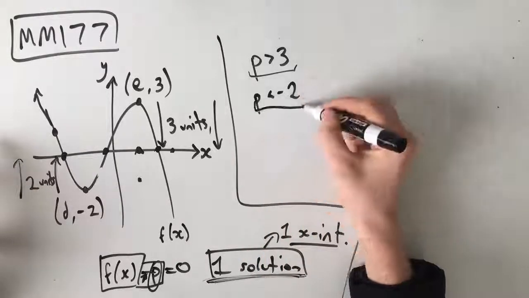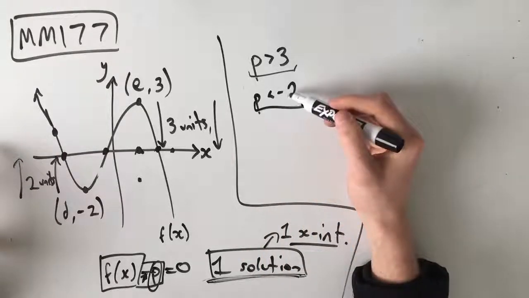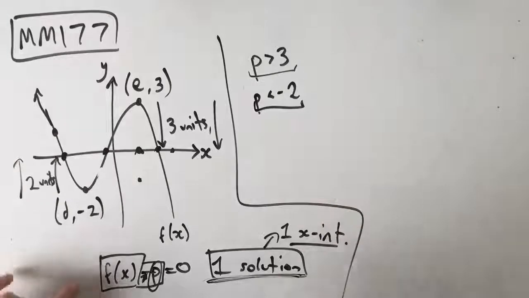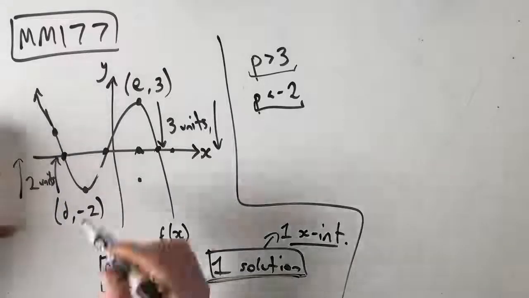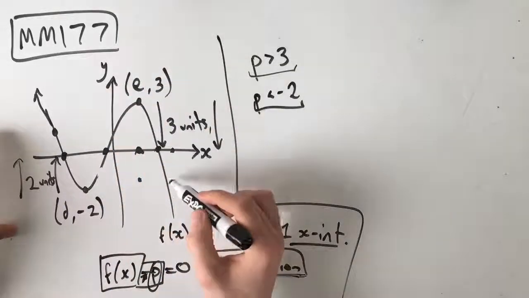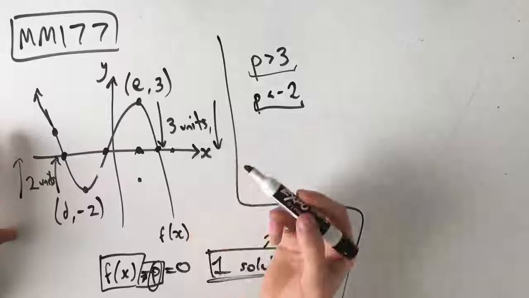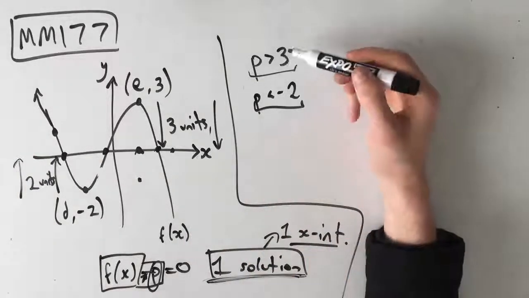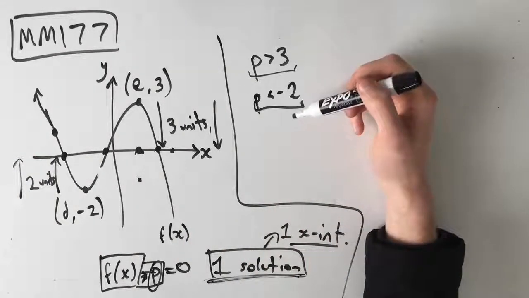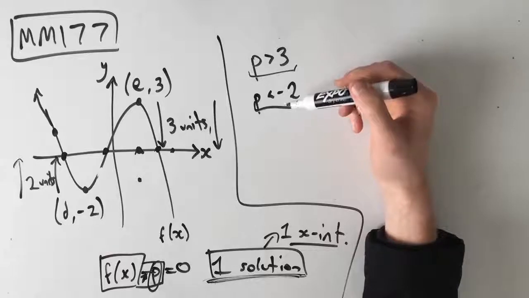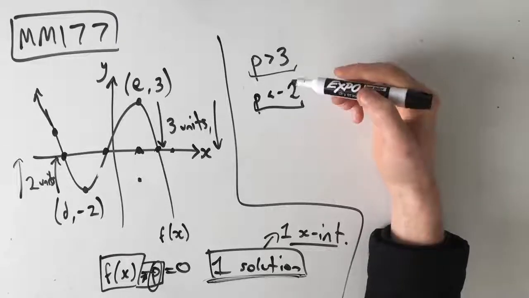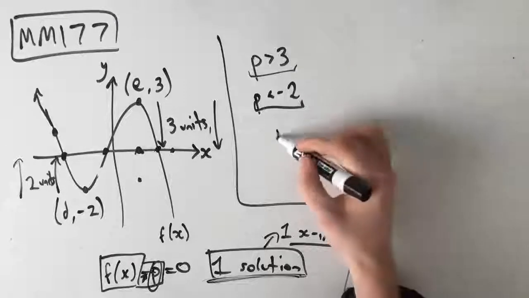So in the example before, if I said that p was equal to -5, we would have f(x) take away -5, which is f(x) + 5, which means we're moving this up 5 units, and we would only have one x-intercept over here. So p needs to be greater than 3 or less than -2, which means that our answer is D. So our answer is D.